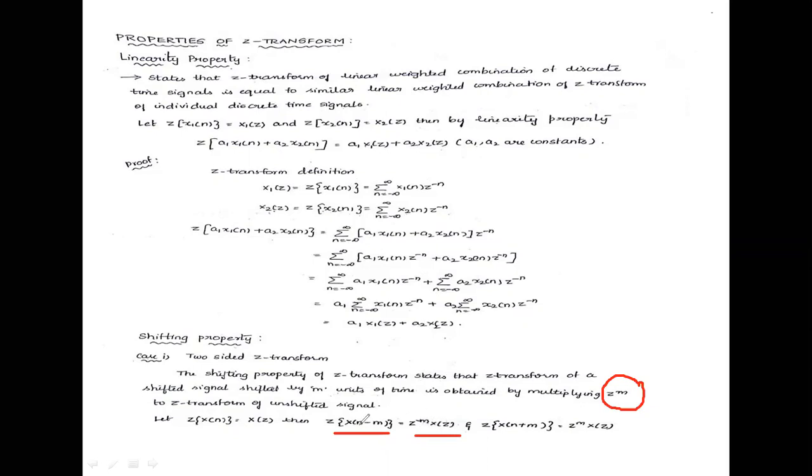Minus m is for x(n minus m), and x(n plus m) gives z power m. Both are shifting. This one is minus m, and this is plus m. Positive values of m shift towards the right side for this one, and these are towards the left side. The advanced signal and the delayed signal. Got it?